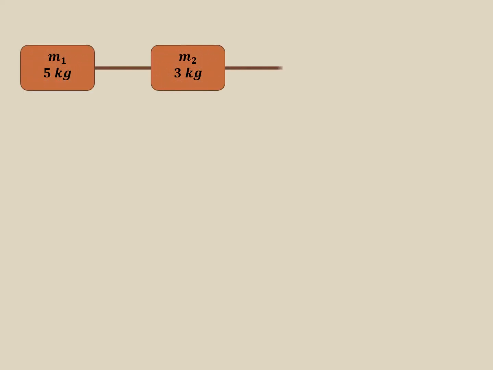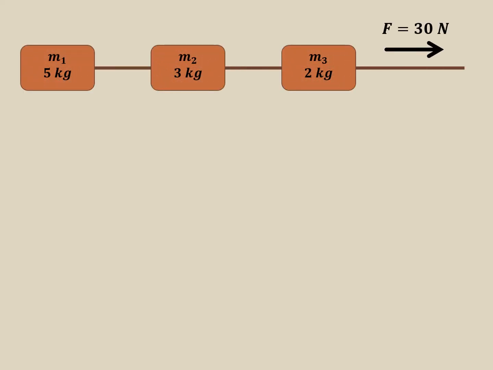In this problem, we have several masses that are all attached together, and then we have a force on the front that is going to be 30 newtons that's pulling on it. All right, so the question here is going to be, what is the acceleration of the entire system? What's the force of tension between mass 1 and mass 2? What's the force of tension between mass 2 and mass 3?